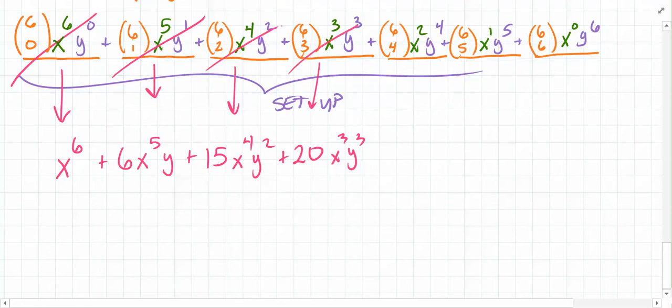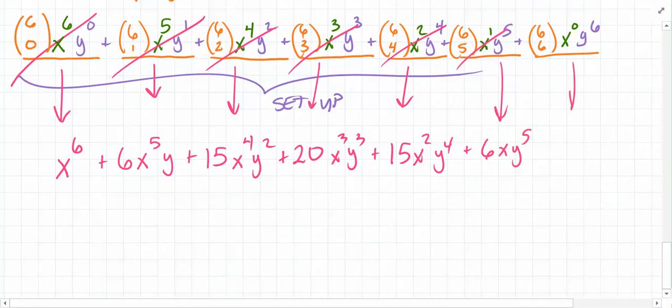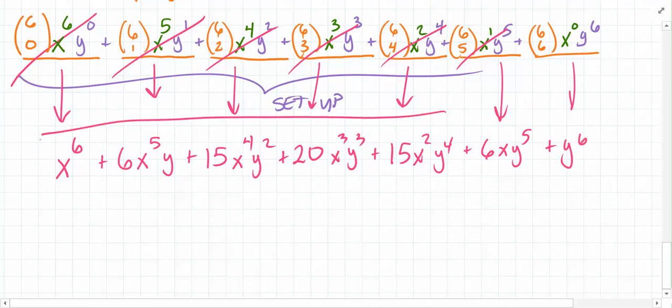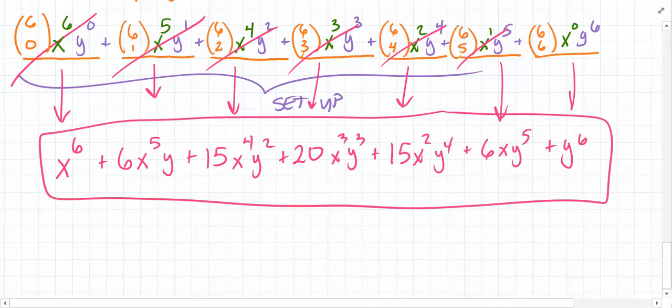Done with that one. What's this one going to be? 15. Yep. A positive 15 x squared y to the 4th. Done with that one. Plus, what's 6 choose 5? 6. Very good. X y to the 5th. Done with that one. And finally, what do I have for the last one? 6 choose 6 is just 1. So I have a positive y to the 6th. And that is the answer.